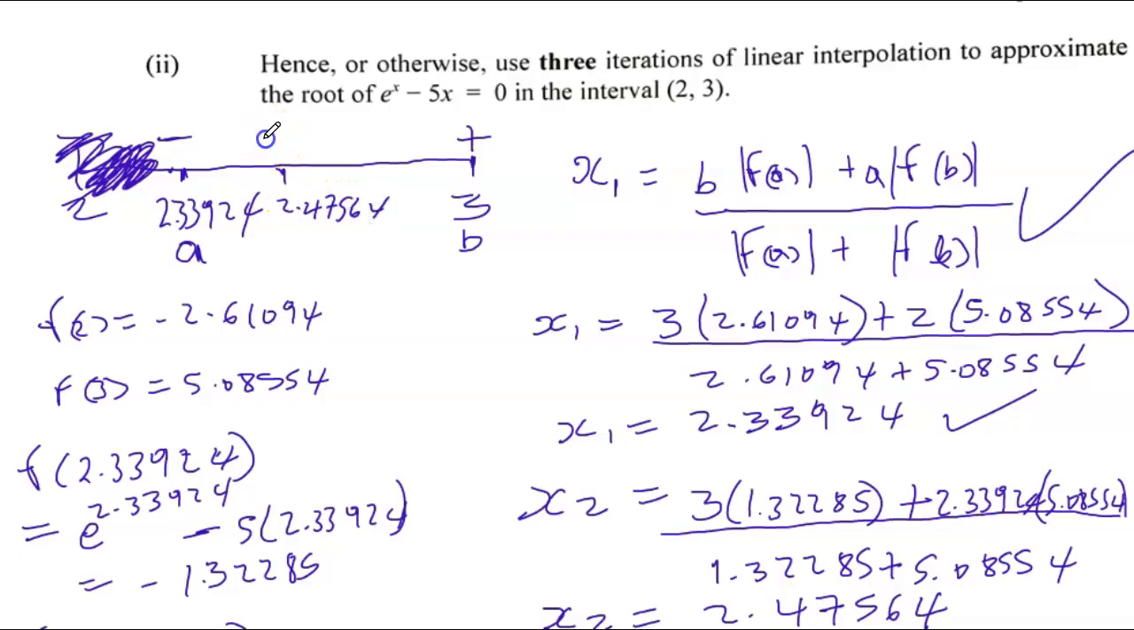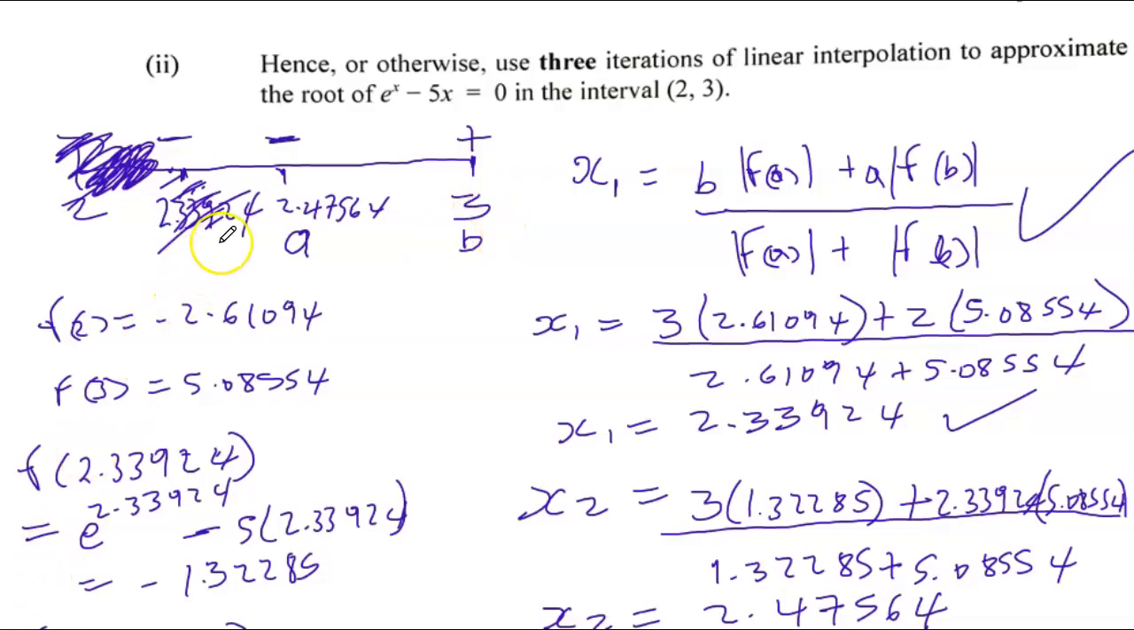F of this, we get a negative value. So obviously now the root is between 2.47564 and positive 3. So of course we're going to have some new limits now. So of course now this is our a now. Alright, so now we're evaluating the roots between these two values, 2.47 and b, which is 3.